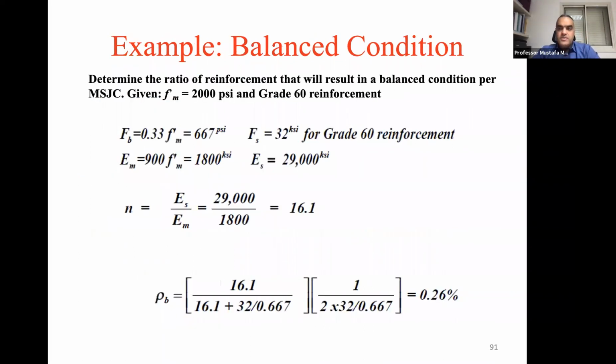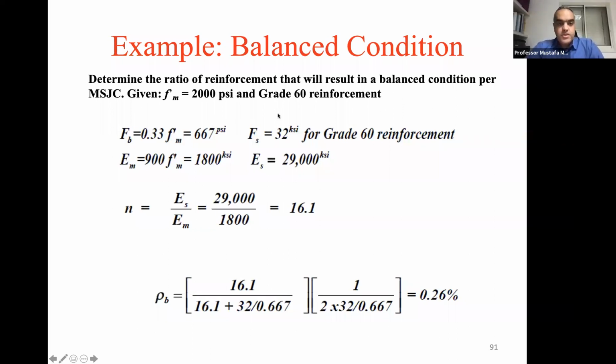So for balanced conditions, well, I guess let's take a break here. We're about halfway, so let's take a break here, and we'll resume in, let's say, 5 minutes.